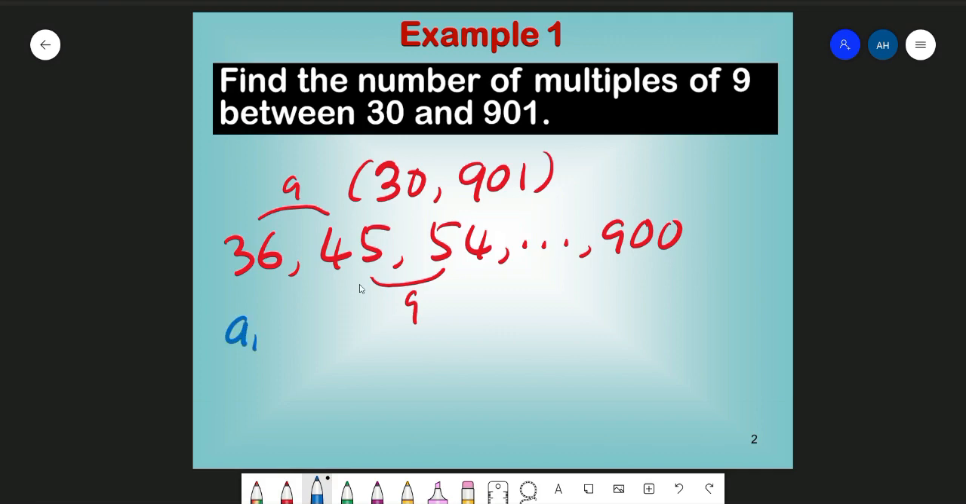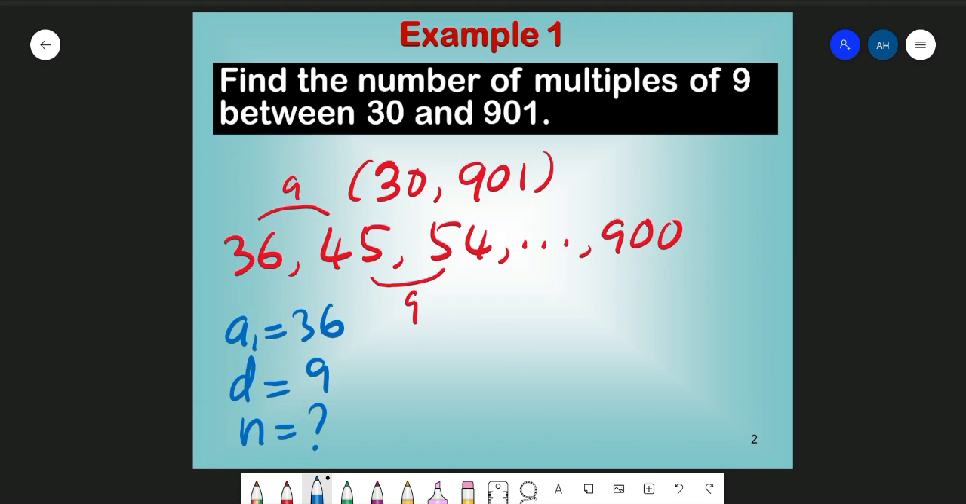That is, A1 for that sequence, the first term, is equal to 36. Now, the common difference, that is D, equals 9, of course. And N, we are looking for it. We don't yet know how many terms there actually are from 36 to 900. That is the value for N.